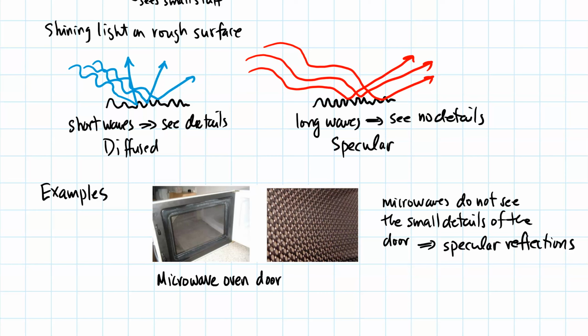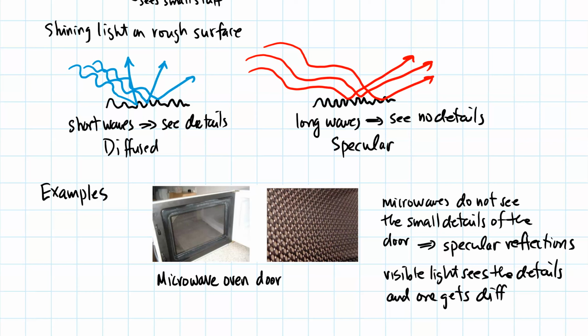On the other hand, you have visible light sees the details and one gets diffused reflections. So you actually see the grid mark of the door.